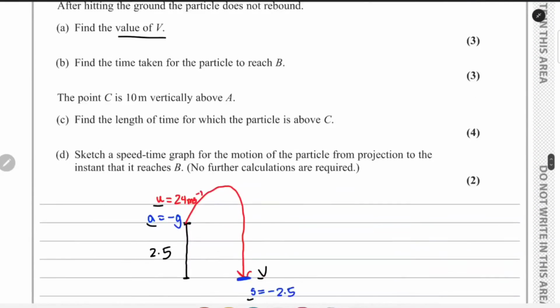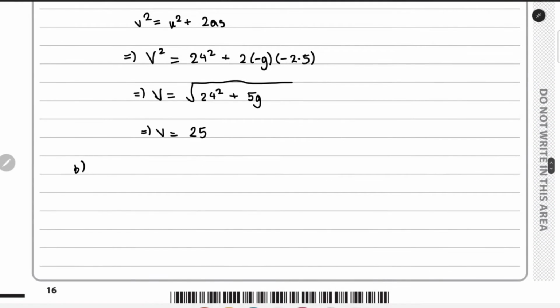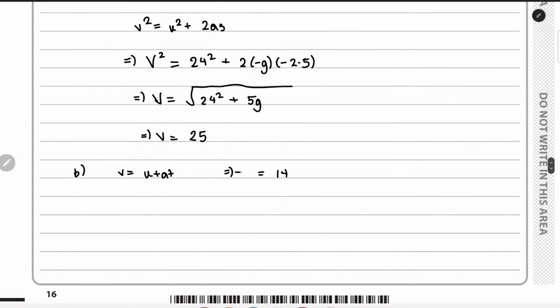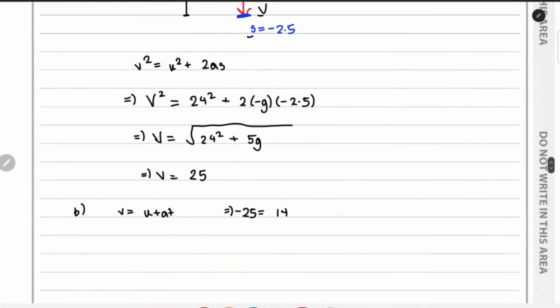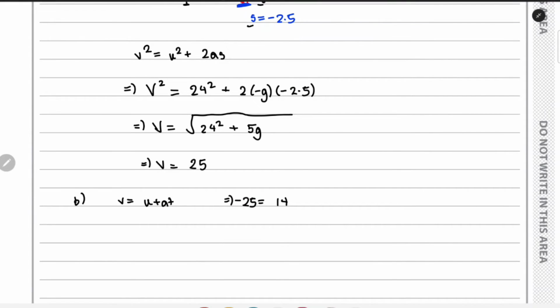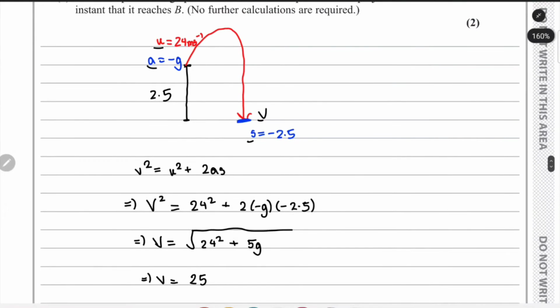Now for part B, we need to find the time. So we can simply use v equals u plus at. v is minus 25, u is 24. In this question, we just needed the value of v, so that was positive. We should have considered plus minus over there, but we didn't because we only needed the value. But this velocity is downward velocity, so downward velocity will be negative. This was an upward initial velocity of 24 meters per second, so that's positive, but this velocity will be negative.